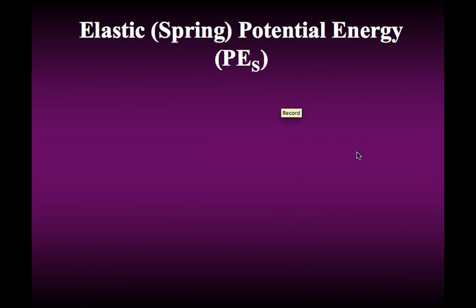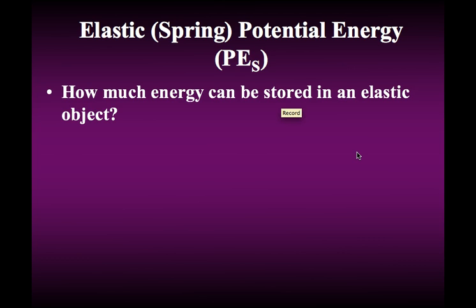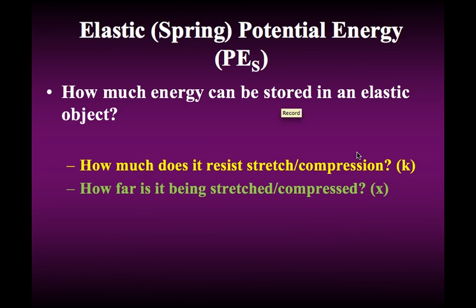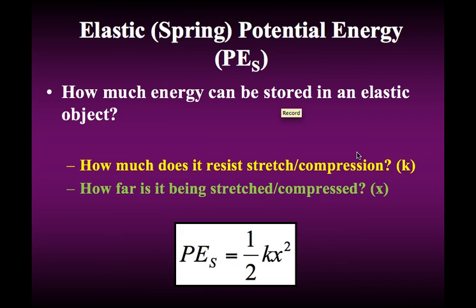Finally, elastic potential energy stored in a spring. How much energy can be stored in a spring? Well, that depends on how much it resists stretching or compression. That's the k value for the spring. And finally, how far is it compressed or stretched? So whatever that x distance is. So PES, potential energy stored in a spring, is equal to 1/2 kx squared.